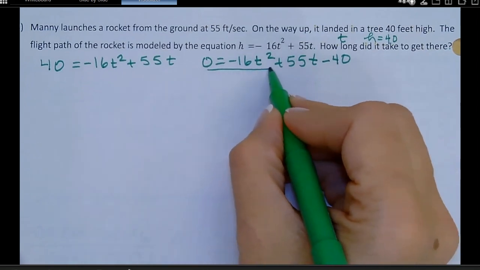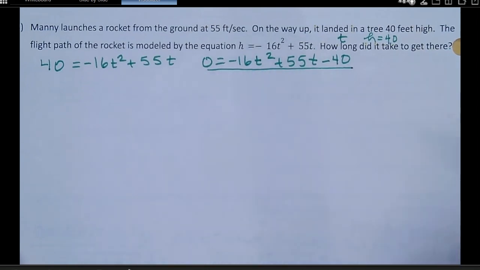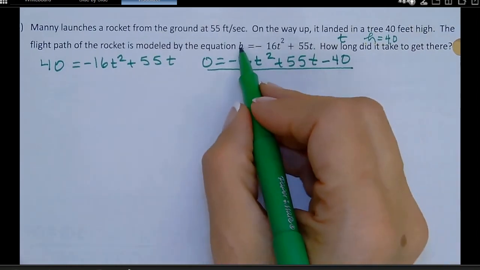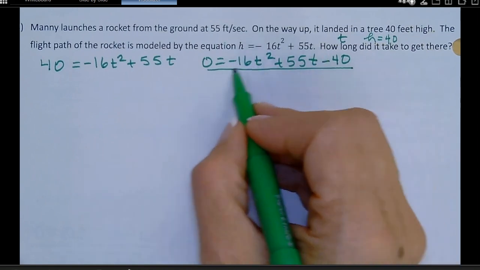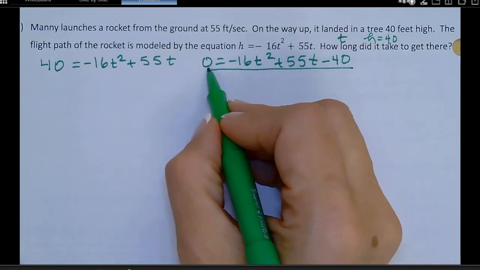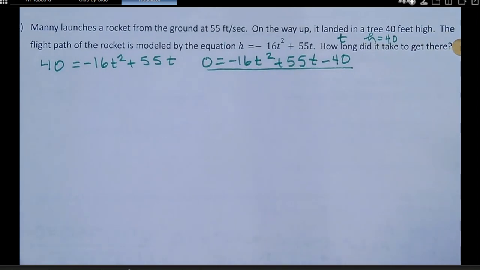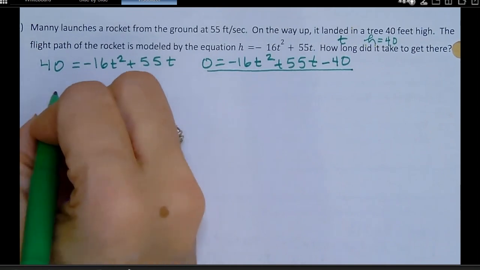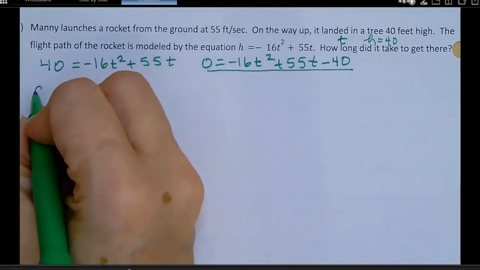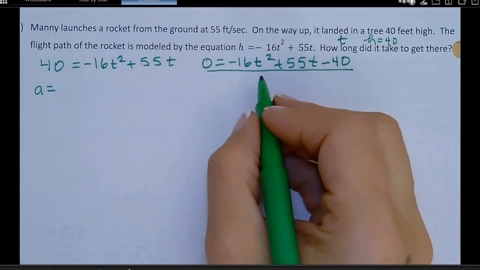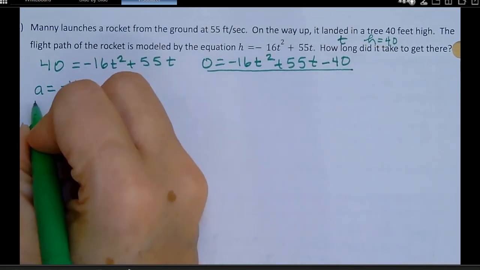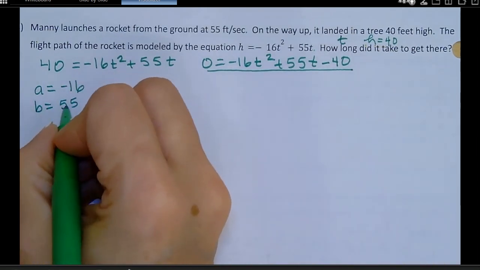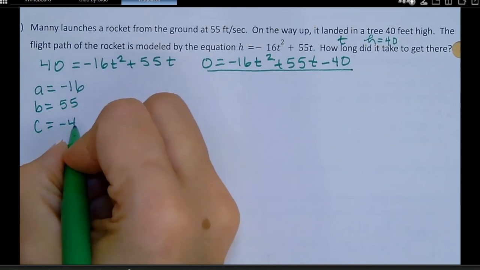Okay, so this is the equation I'm working with. And I want to know what is t when h equals 40, sorry. So h equaled 40, and I rearranged. Now I need to know what is t when the whole function equals 0, because that's how I solve for t. Okay, so let's go. I need to figure out my a and my b and my c. A is negative 16, b is 55, c is negative 40.